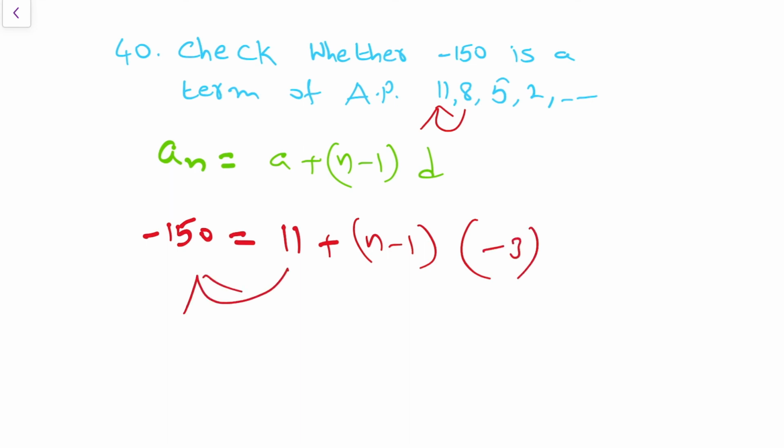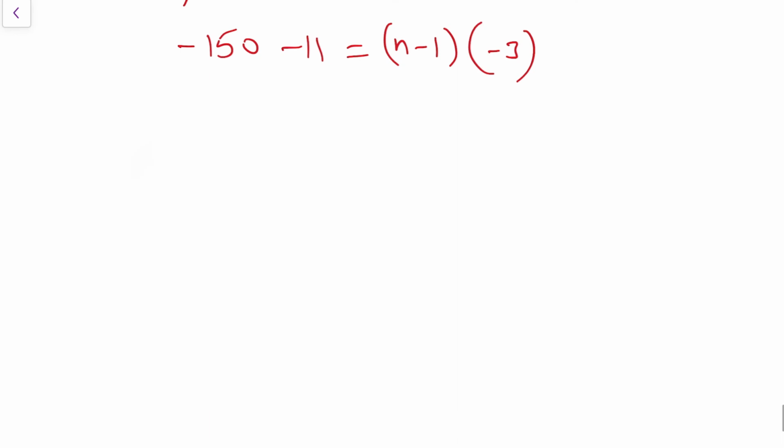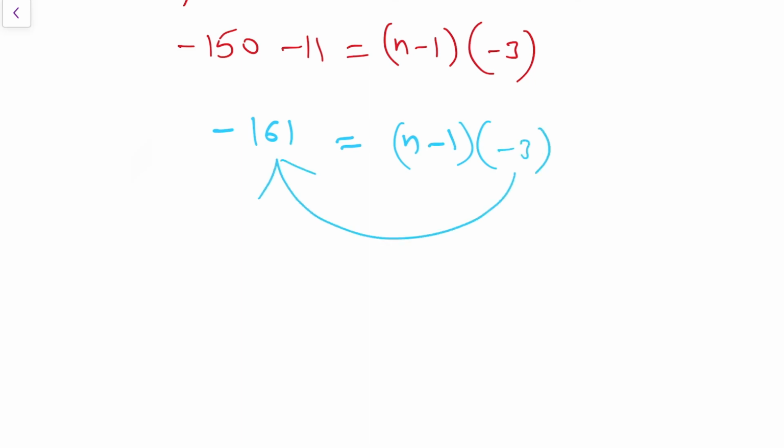Take 11 to the left side, it becomes minus. So minus 150 minus 11 is equal to n minus 1 into minus 3. Minus 150 minus 11, minus 161, is equal to n minus 1 into minus 3. Take minus 3 also to the left side, then it becomes a division. Minus 161 divided by minus 3 is equal to n minus 1. Minus symbols cancel. Then we remain with 161 divided by 3. But in the 3 table, 161 won't come.